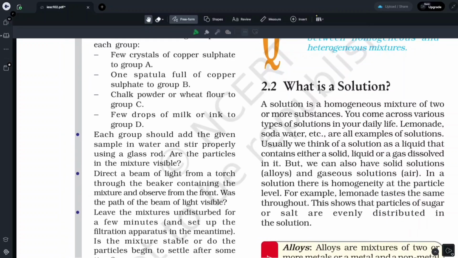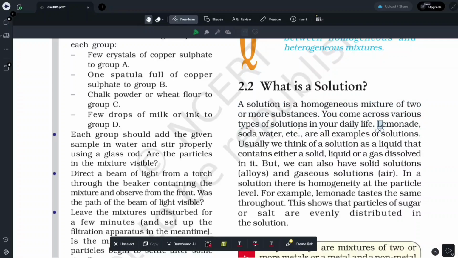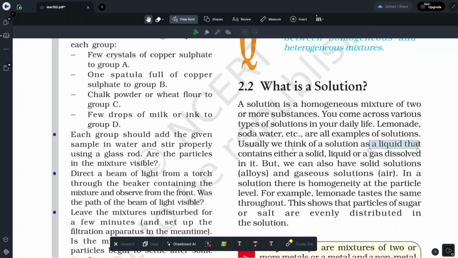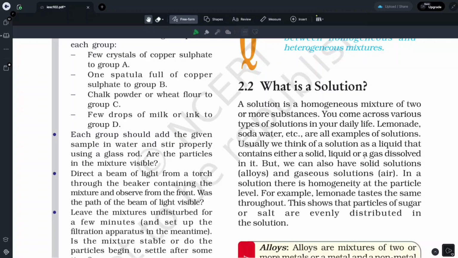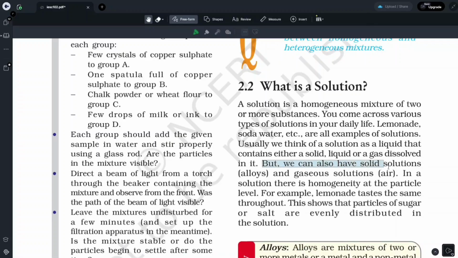2.2. What is a solution? A solution is a homogeneous mixture of two or more substances. You come across various types of solutions in your daily life. Lemonade, soda water, etc. are all examples of solutions. Usually, we think of a solution as a liquid that contains either a solid, liquid, or a gas dissolved in it. But we can also have solid solutions, like alloys, and gaseous solutions, like air.